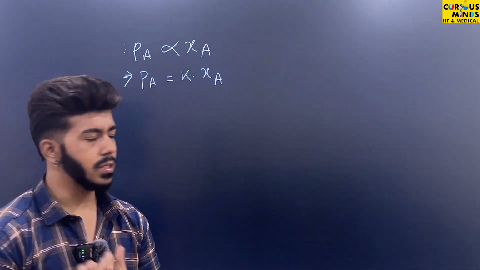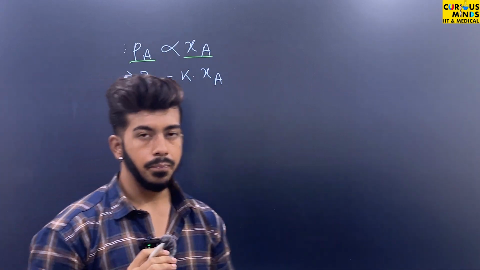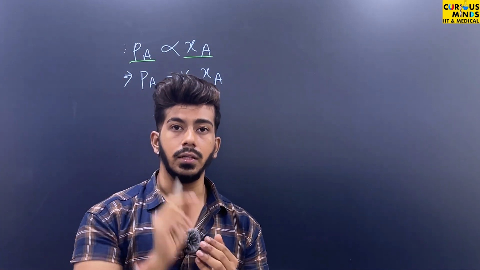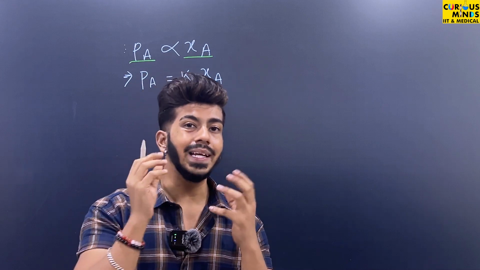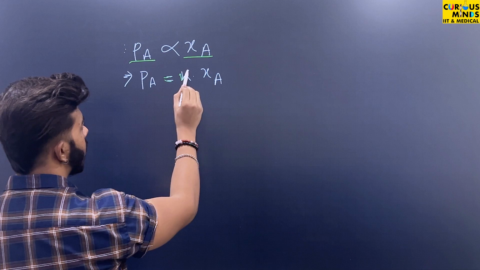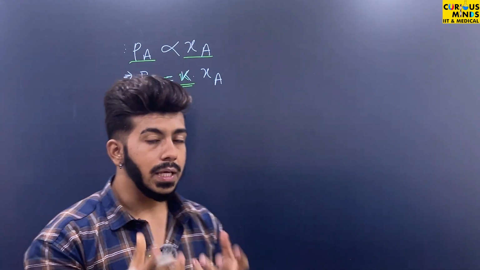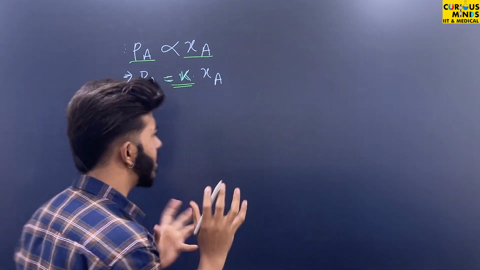Now we have to solve this. How? See, PA is directly proportional to XA. Now if I want to remove this proportional sign, and if I want to include an equal to sign, what will happen? I have to write equal to and a constant, that is K, right? Now I have to find out the value of K. What is K? So let's assume something.